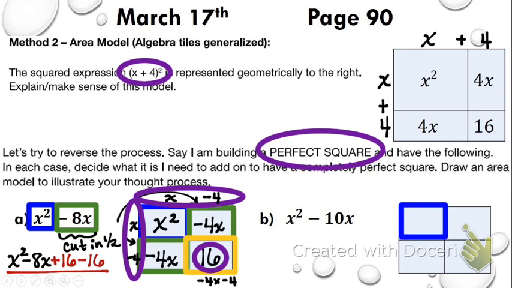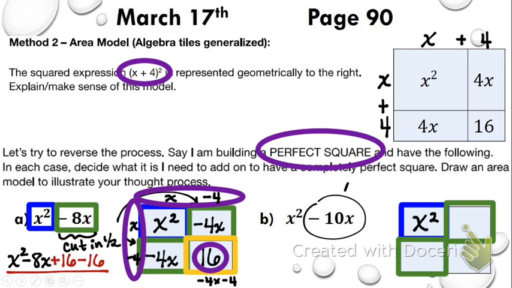Help me fill this in. X squared goes here. Is it -5 or is it different? Yeah. Cut this in half. So it's going to be a -5x and a -5x. Yes, down here is going to be a positive 25 because we have to do -5 times -5.